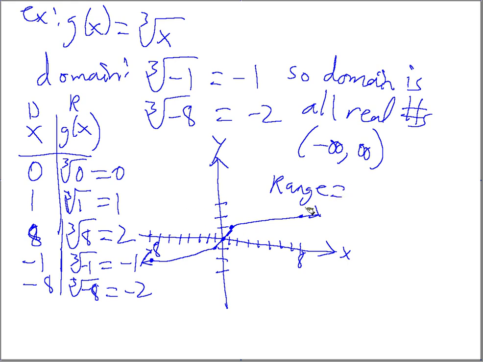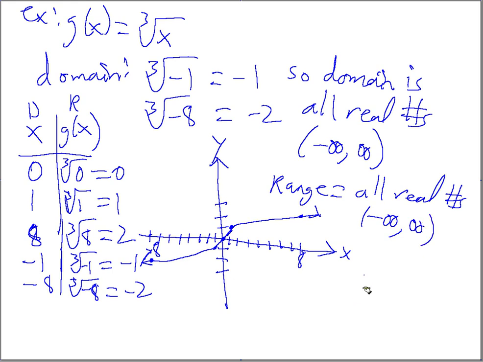As you can see, we can have what? Look at the y values here. We can have positive numbers as well as what? Negative numbers. So the range would be what? All real numbers again. So for the cube root function, we can see that not only is the domain all real numbers, so is the range.